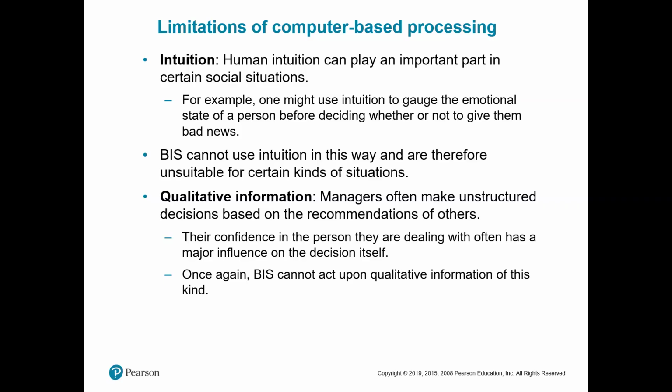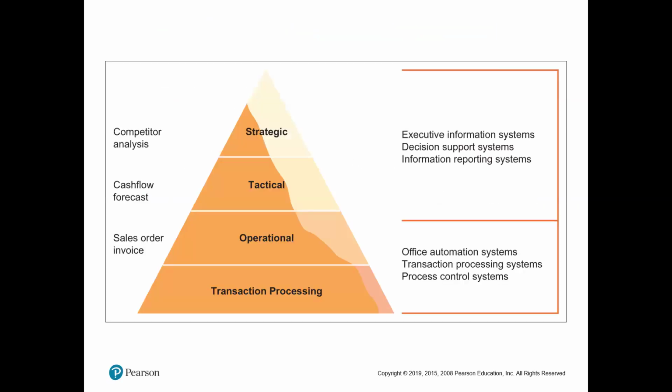But people, human beings, can easily gather qualitative information and then use it, even though it's unstructured, to make a decision out of that and then make recommendations for others to make their input and all that. So that is basically some of the limitations when it comes to computer processing.